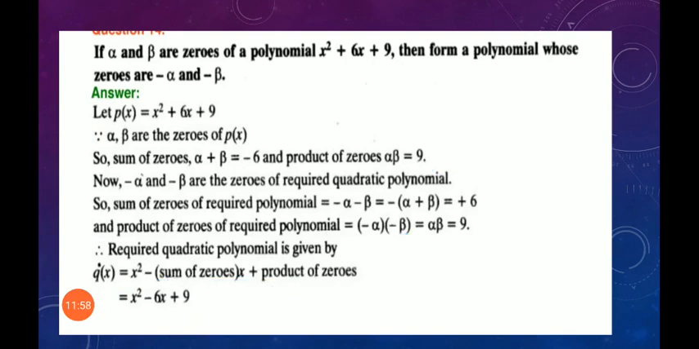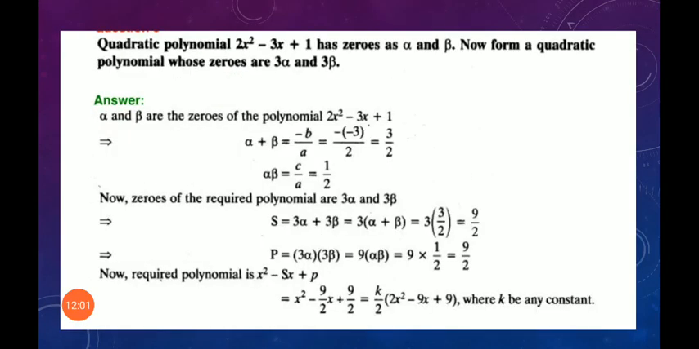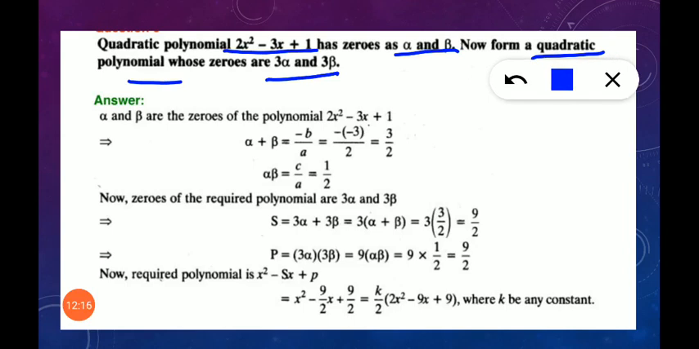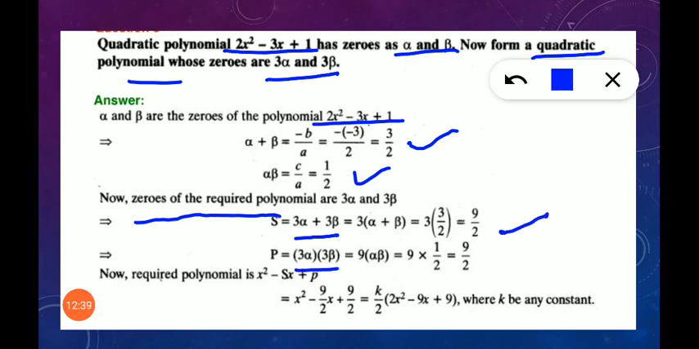So now move to the next question, which is also like this. Quadratic polynomial 2x square minus 3x plus 1 has zeros alpha and beta. Now form a quadratic polynomial whose zeros are 3 alpha and 3 beta. So first we will find out alpha plus beta from the given polynomial, we will get it as 3 by 2. Then alpha beta we will get 1 by 2. Now we will find out the sum of the required polynomial roots, that is 3 alpha plus 3 beta, which is 9 by 2. 3 alpha into 3 beta, again 9 by 2.